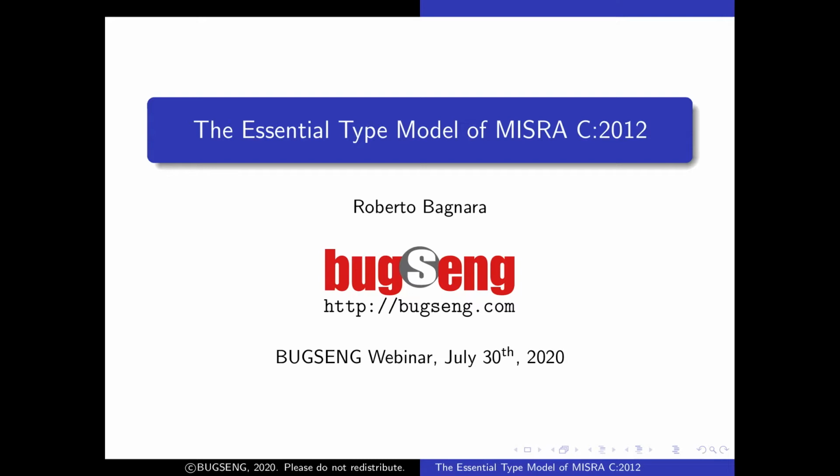Following on from what we discussed last time, today we will present the essential type model of MISRA C 2012. This is Lavinia, CSR at BUGSENG, and our speaker is Roberto Bagnara, who, long story short, is CTO at BUGSENG, computer science professor at the University of Parma, member of the MISRA C working group and of the International Standardization Working Group of the C programming language.